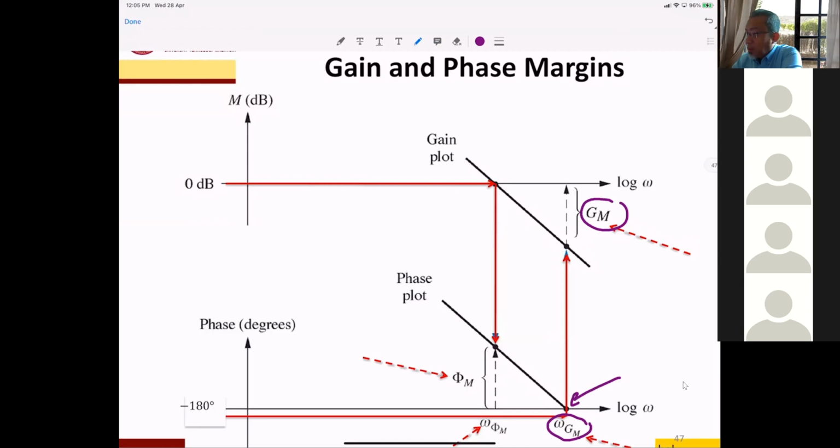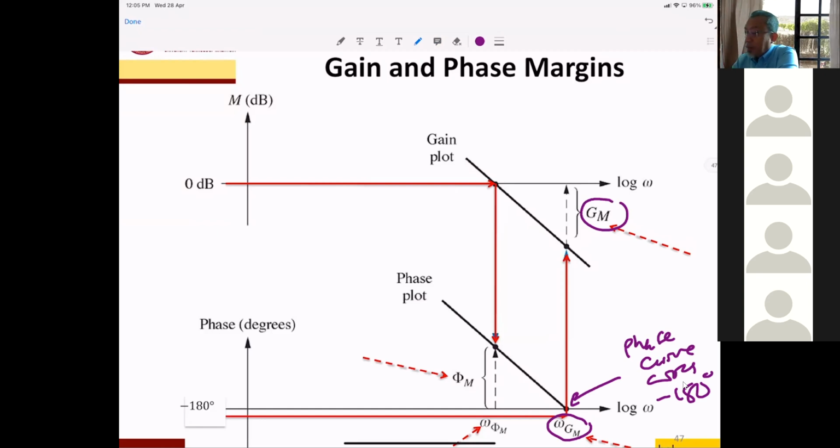This point is when the phase curve crosses minus 180 degrees. So it will give you omega GM, the gain margin frequency, and the gain margin frequency will give you the gap between the magnitude curve value and the 0 dB.